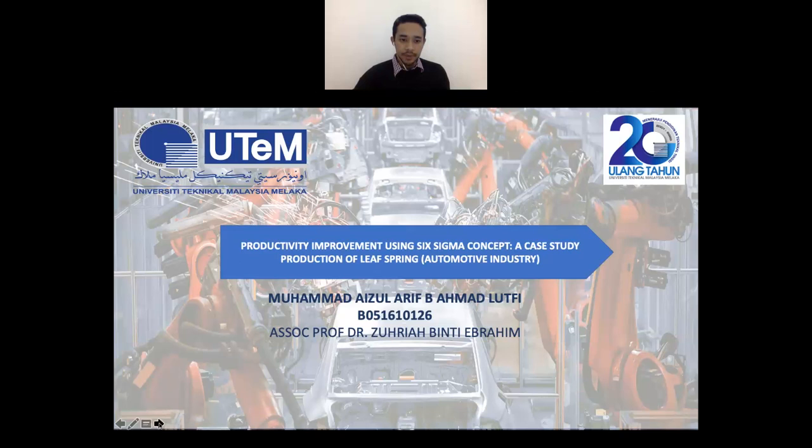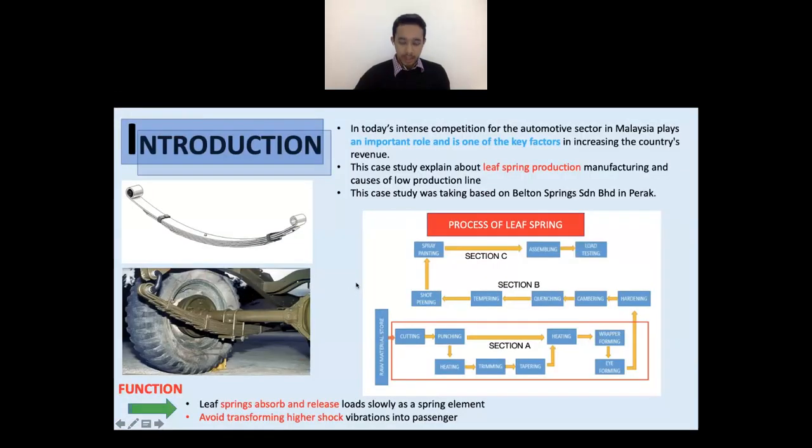So we move to the slide. I will recap PSM1 from chapter 1 until chapter 3. First of all, the introduction. This case study explains leaf spring production manufacturing, and it was taken based on Belton Spring, Sdn Bhd in Perak.